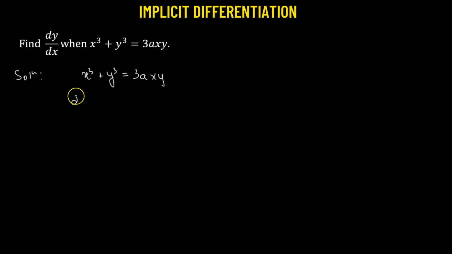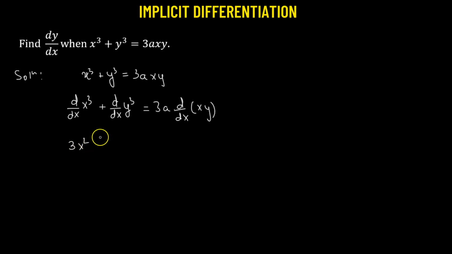Now what we'll do, we'll take the derivative on both sides with respect to x. So we'll have the derivative with respect to x of x cubed. So we're taking the derivative term by term. Now we have plus the derivative with respect to x of y cubed, which will be equal to, so a is a constant here, so we have 3a multiplied by the derivative with respect to x of x times y. The derivative of x cubed, so that's 3x squared when we use the power rule.